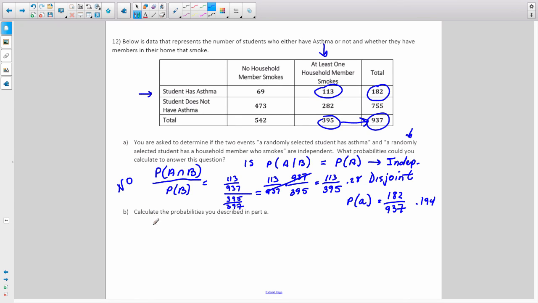Calculate the probabilities you described in part A. I just did. I don't know what that means. Oh, sorry. I think I went too far. So this question was saying, hey, what probabilities could you use? And then the second one was saying, go ahead and do it. Well, we kind of already did. So yeah, these are not independent.